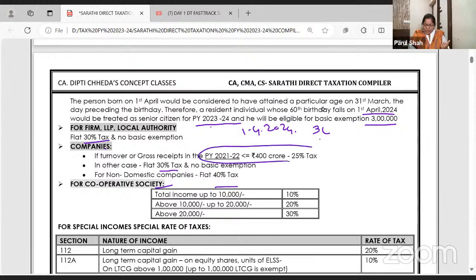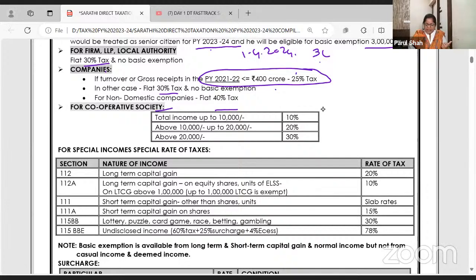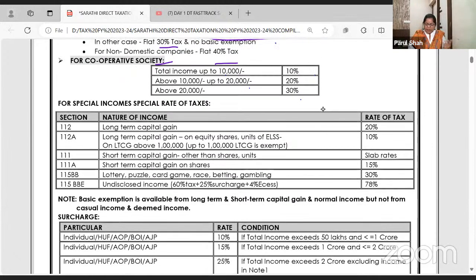Now this one is a googly, asked in the case studies and MCQs. If the turnover of the company 2 years back, right now it's 23-24, so 21-22, is less than 400 crores, then 25% is the tax. Cooperative society: up to 10,000, 10%; 10,000 to 20,000, 20%; 20,000 and above, 30%. Okay, right.